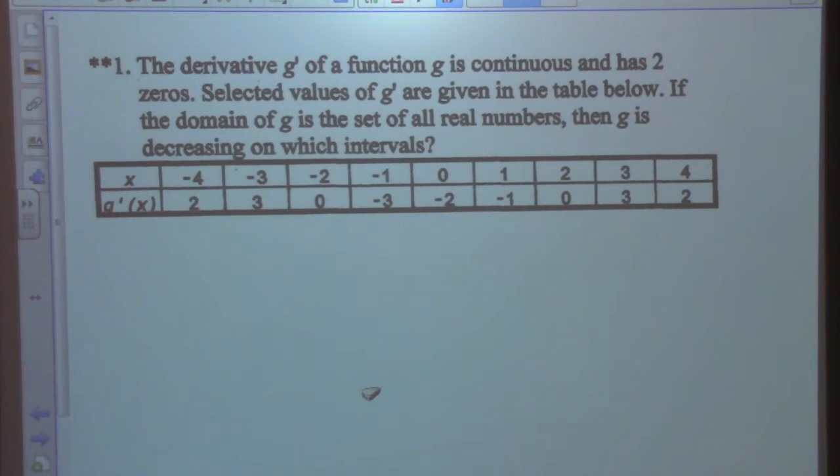The derivative g prime of the function g is continuous and has two zeros. Selected values of g prime are given in the table below. If the domain of g is the set of all real numbers, then g is decreasing on which intervals? Remember that you can use that little diagram that I drew here. That's one that you should be able to draw from memory really quickly, like on your tests. Make a little sketch of it, then you have it ready at hand.